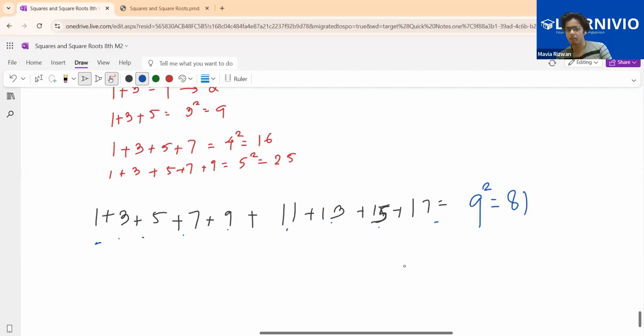Okay. Got it now? What does this mean? That if there are 5 odd numbers, that is 1, 3, 5, 7, 9, so this would be 5 square, that is 25. Here there were 9 odd numbers, so this would be 9 square, that is 81. So this is the pattern: however many odd numbers there are, you just count them and their square is their sum. Got it? Got it, Abu Bakar?